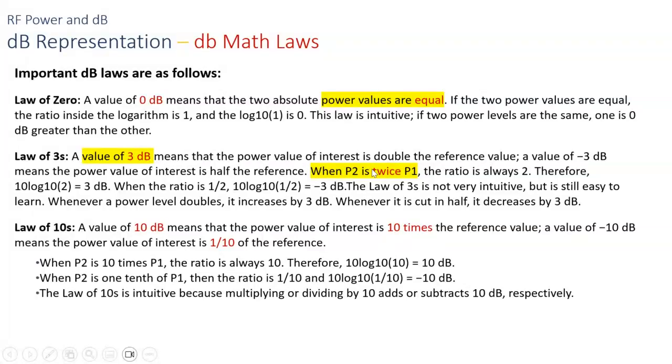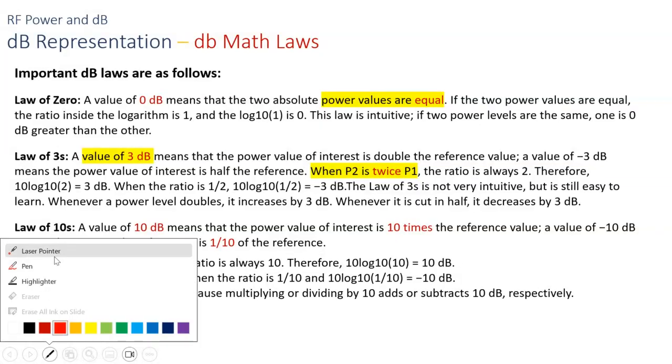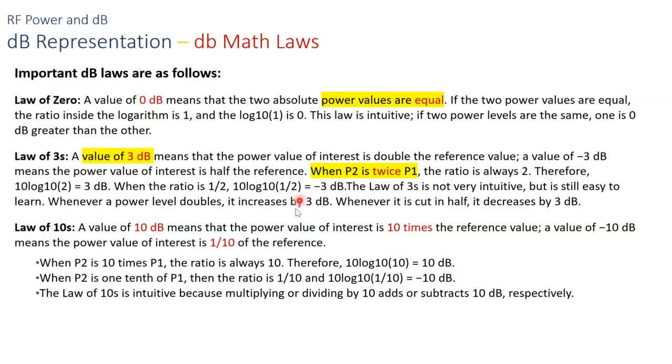3 dB means P2 is twice P1, so the ratio is 2. If the value is minus 3 dB, P2 is half P1, so the ratio is a half. I will repeat: a power of 0 dB means that P1 equals P2. A power of 3 dB means that the power of interest, P2, is double the reference power, P1. If the value is minus 3 dB, the power P2 is half P1.